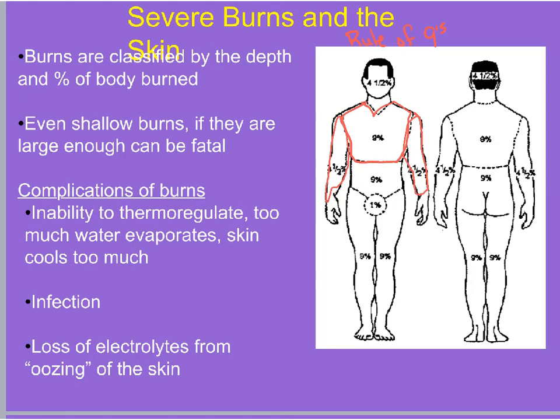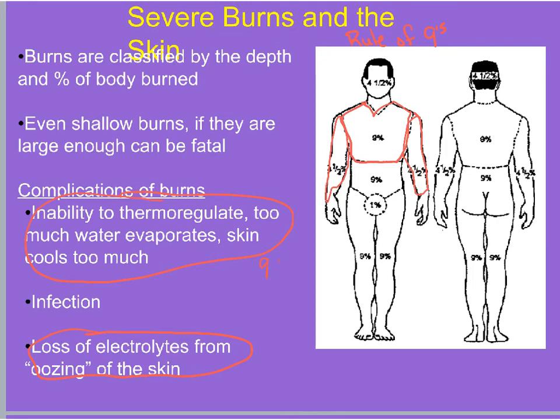Even shallow burns, if they cover large enough areas of the body, can be fatal. The reason for this is that if you remove the epidermis, which would be a really superficial burn, a first degree burn, you are susceptible to losing electrolytes from the skin: sodium, potassium, magnesium. All of those electrolytes are really important for cellular activities. But you also have removed your outer coat, so you begin to lose the ability to thermoregulate. You get too much water evaporating from the skin, and your body begins to cool.